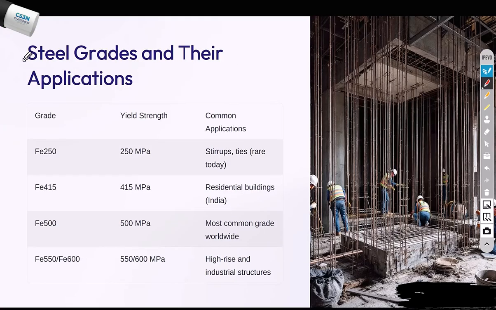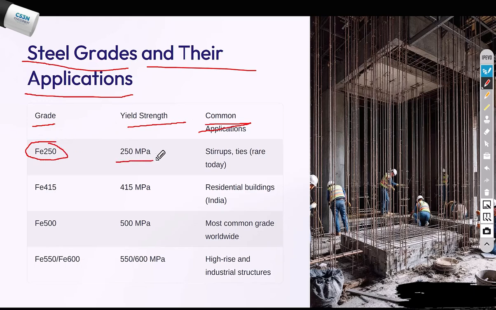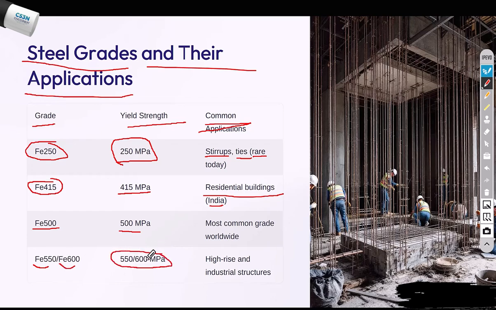Now let's talk about steel grades and their applications. You have grade, yield strength, and common application. For Fe 250, as we said, it's 250 megapascal. It's used for stirrups and ties, and it's rare nowadays. Fe 415 has 415 MPa yield strength, and it's used in residential buildings in India. Fe 500, 500 megapascal, is the most common grade worldwide. And we also have Fe 550 and Fe 600, which have yield strengths of 550 and 600 MPa, used in high-rise buildings and industrial structures.